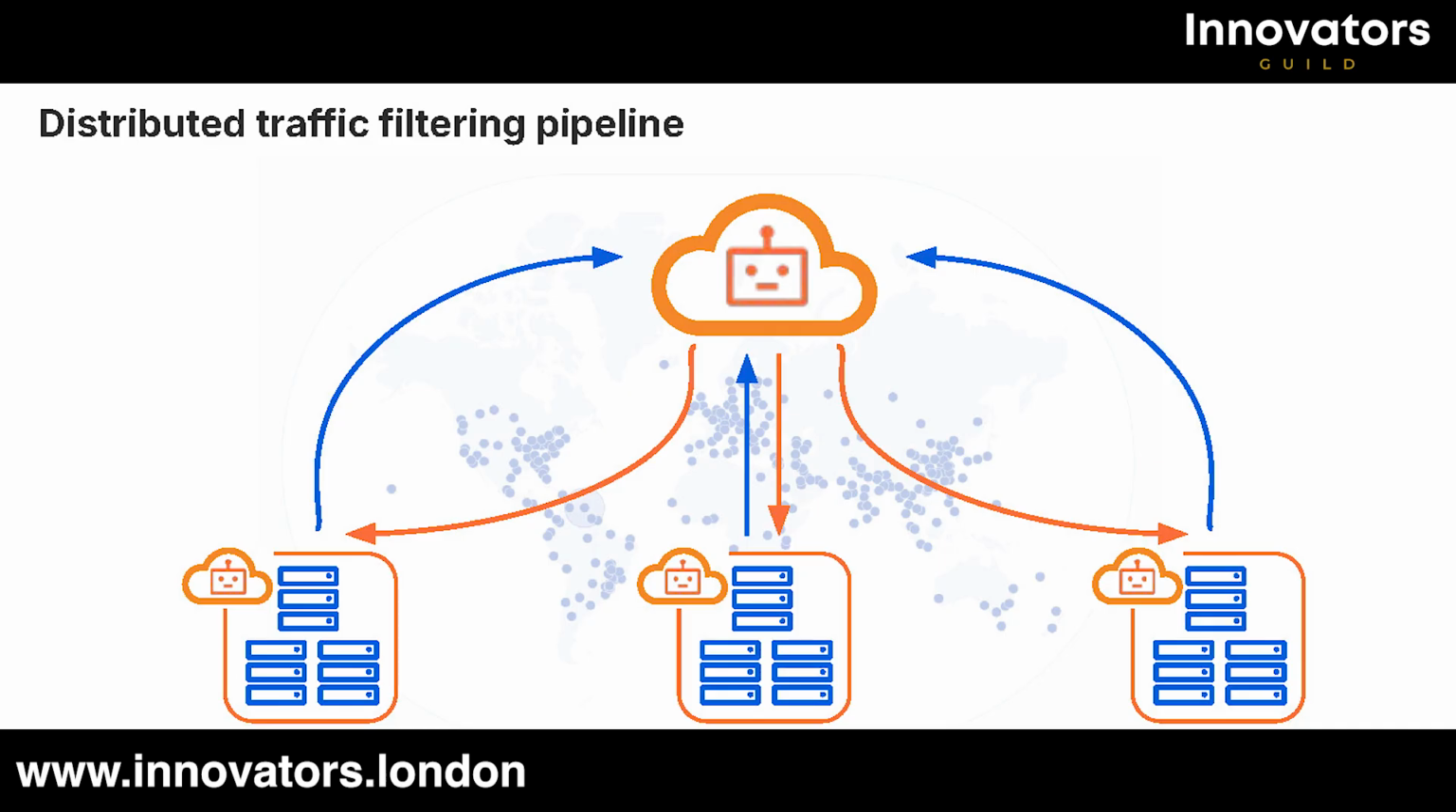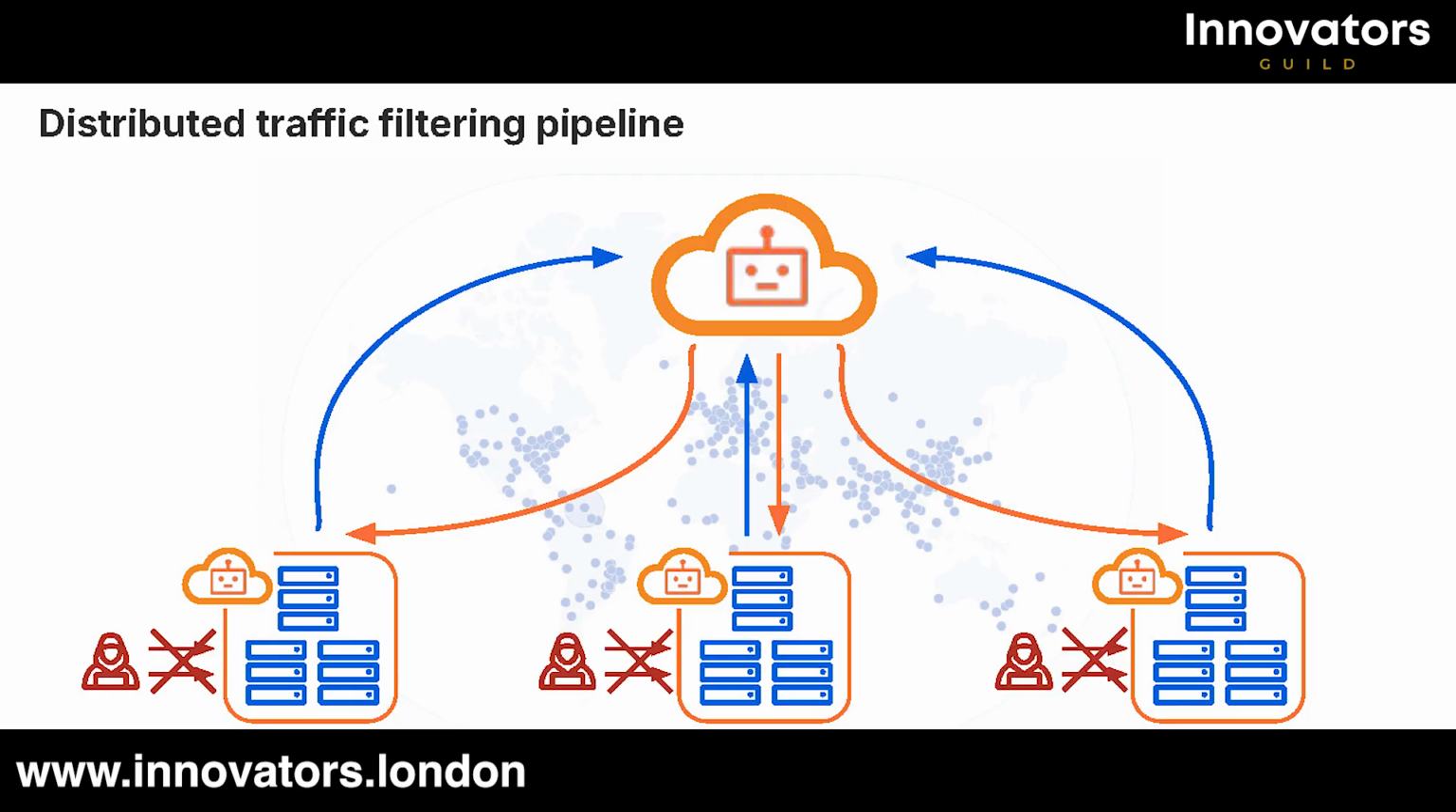And this kind of system allows us to have very nice properties, because first of all, if we have an attack in some data center, this local instance can quickly learn about it and block it. And because we have this small feedback loop, we automatically start blocking this traffic in all other data centers.